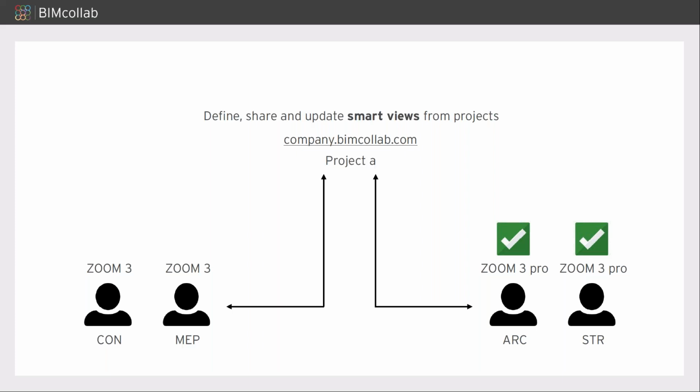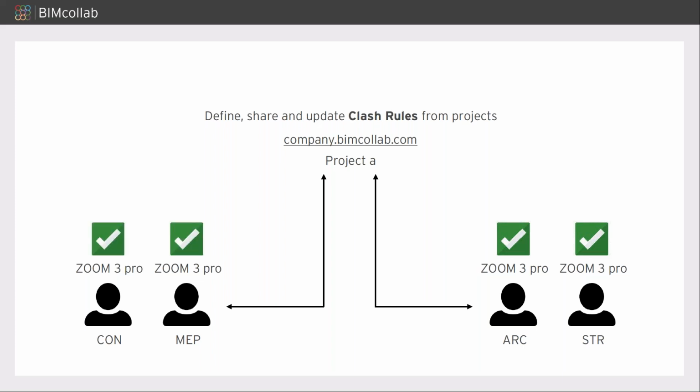If you want to define, share, and update smart views, this is also tied into the project. For this, you don't need a Pro version, but all team members can share those smart views across the platform that you set up for them. If you want to use the clash rules, because that functionality is limited to the Pro version only, to run the actual tests, you will need a Pro license that can be acquired, as stated before, from the project.